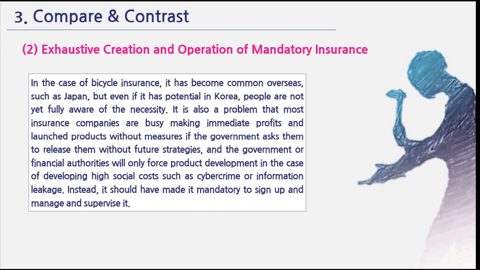In the case of bicycle insurance, it has become common overseas, such as in Japan, but even if it has potential in Korea, people are not yet fully aware of the necessity. It is also a problem that most insurance companies are busy making immediate profits and launching products without measures if the government asks them to release them, without a future strategy. And the government or financial authorities will only force product development in cases involving high social costs such as cybercrime or information leakage.